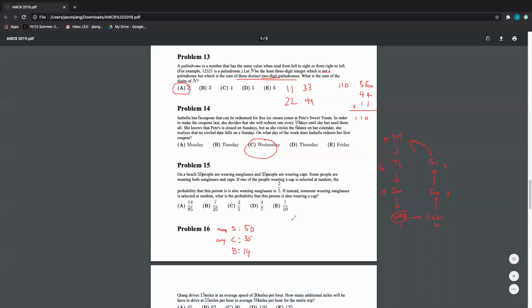So now if we pick someone wearing sunglasses at random, what's the probability they're also wearing a cap? Well, we know that 14 of them are also wearing a cap, and there are 50 total. So our probability is just 14 over 50, or 7 over 25.